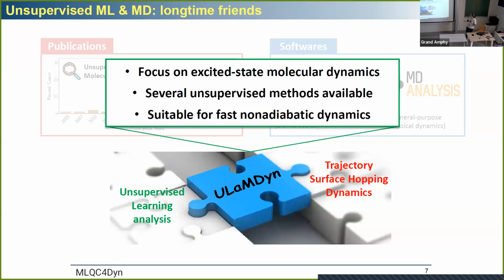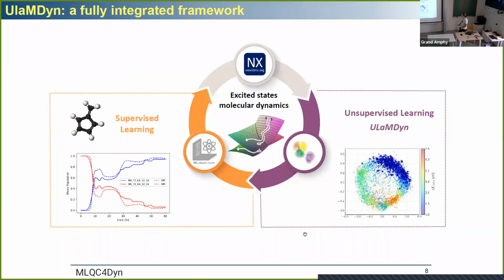trajectory surface hopping, introducing a new Python program to take care of this analysis, mostly focused again on the excited states. And we are also trying to provide a more diverse set of techniques to use in this type of analysis, and make the program more suitable for this type of dynamics.